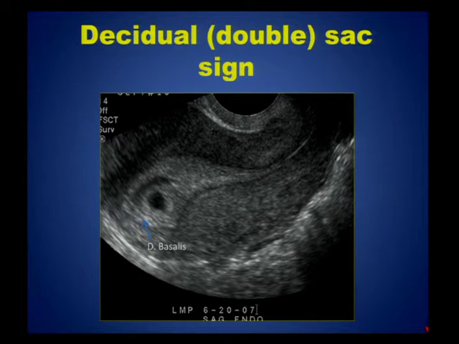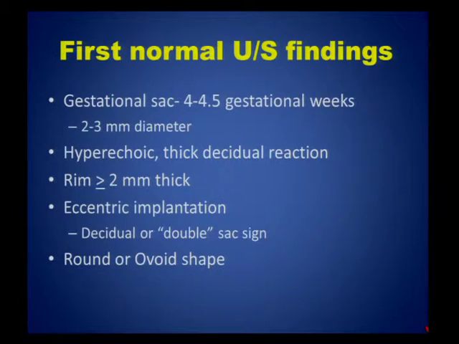You can see this is made up of the decidual basalis, the decidual capsularis, and decidual parietalis, which I can never keep straight. But generally, I tell my residents, you see a gestational sac at 4 to 4.5 weeks gestational age, usually 2 to 3 millimeters in diameter, is the first finding that one can see. You'd like to see a hyperechoic thick decidual reaction. The rim should be at least 2 millimeters thick or more so. Eccentric implantation is a good thing usually, and you can see the decidual sac sign or double sac sign.